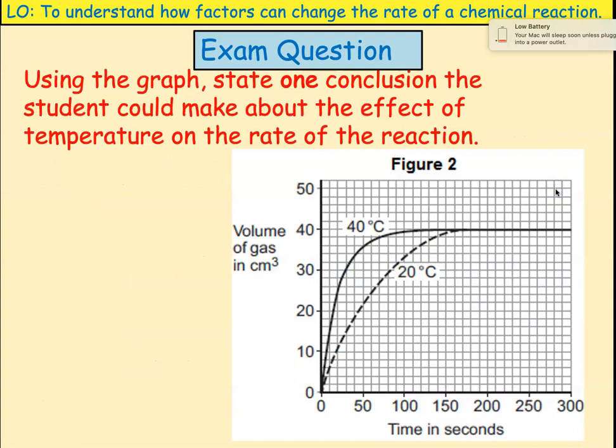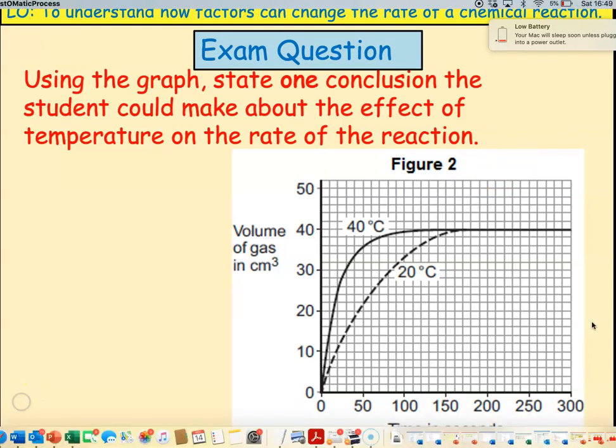Using the graph, state one conclusion that the student could make about the effect of temperature on the rate of reaction. So pause the video now and come back when you've answered the question. Yes, so the answer is that the 40 degrees happens at a faster rate than the 20 degrees, and you could also further quantify that by saying that the rate of reaction is double the amount because it gets to its final point half the time that the other one did.